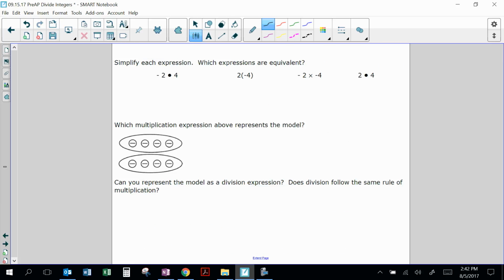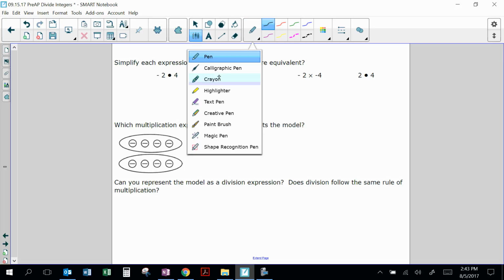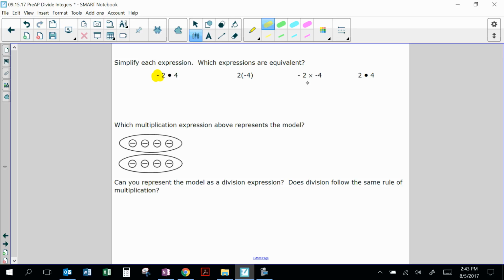So simplify each expression. Which expressions are equivalent? You can look at your chart, or we don't need to use your chart. We can do it without the chart. Highlight this, highlight this.